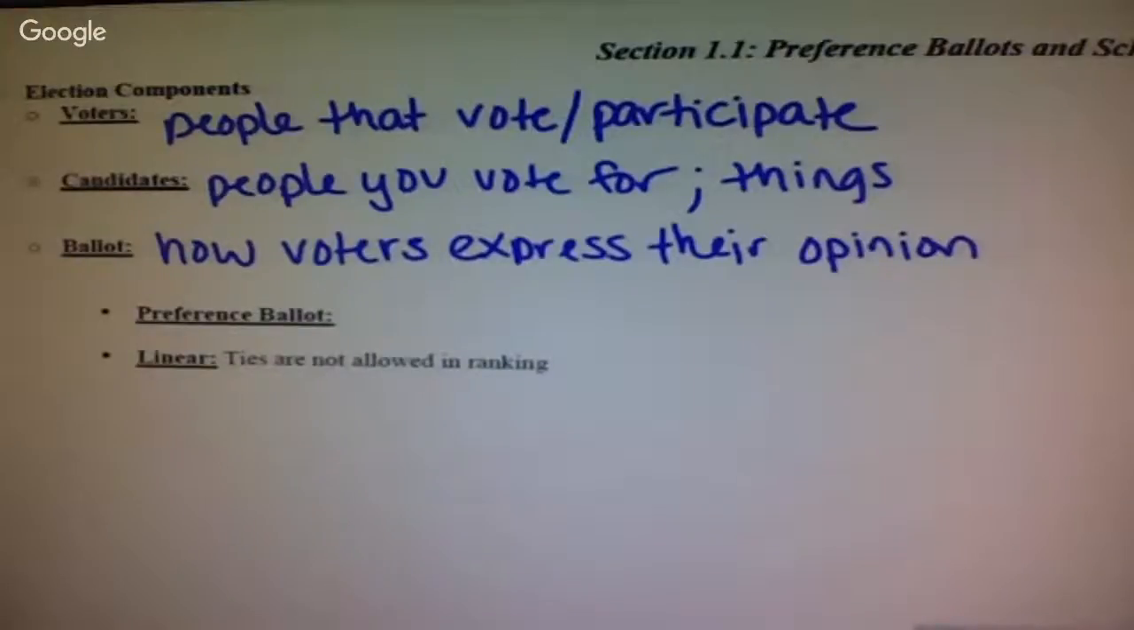How many of you have actually gotten to vote in an election yet? Everybody else is still waiting for the 18 and the next lovely election.